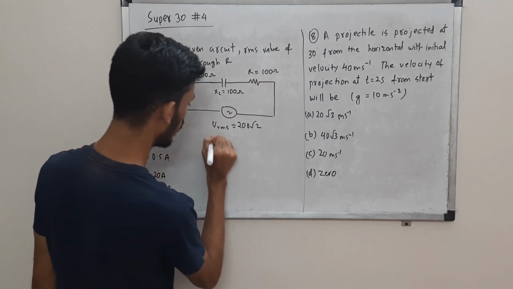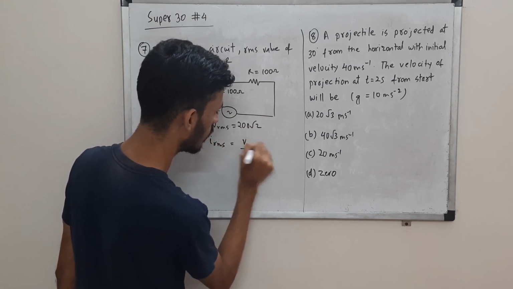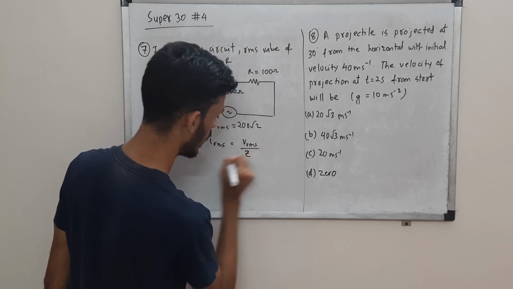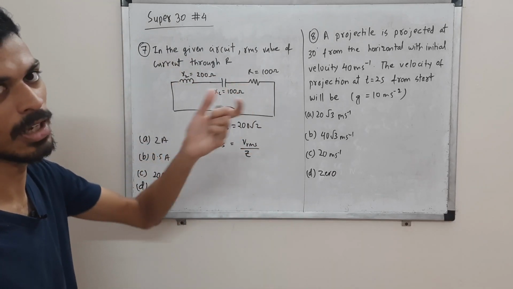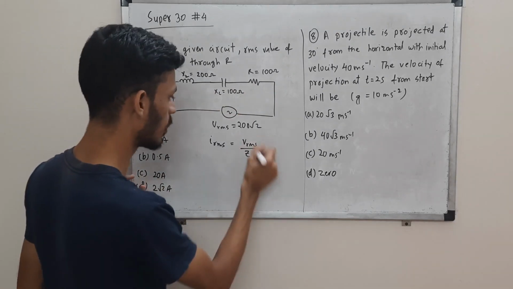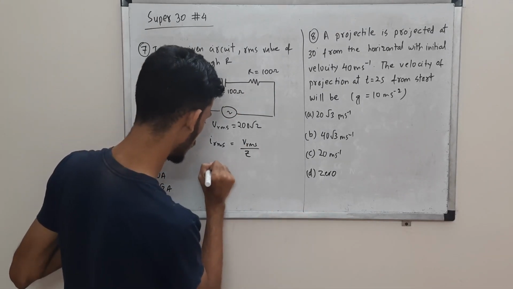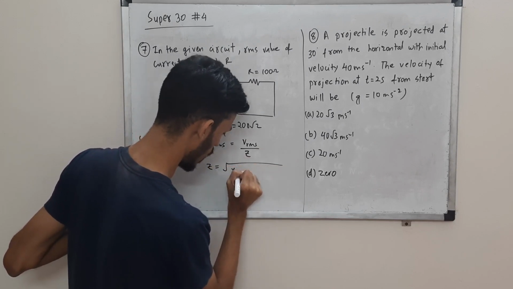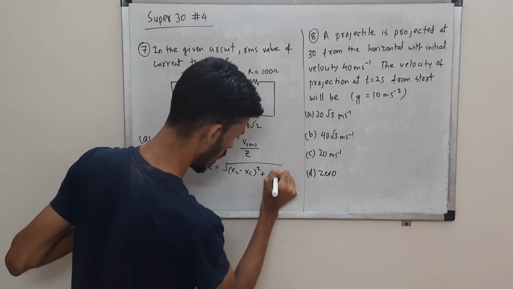IRMS will be simply, you see we have all the components. So we have VRMS by the impedance, right? So Z. Here you can also see that XL and XC are not equal, so it is not resonance. So you can't replace this simply with a Z or simply with an R. So here Z will be that entire formula: square root of (XL minus XC) the whole square plus R square, right?